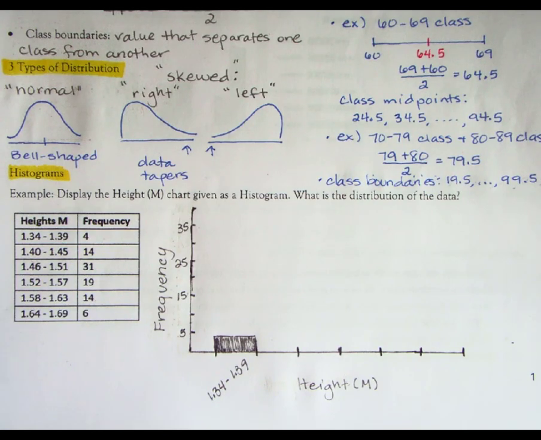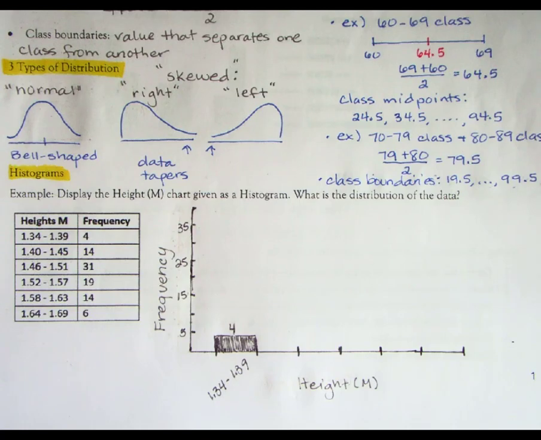When you see the value labeled at the bottom, 1.34 to 1.39, that represents your heights in meters, that is a chunk of the number line. We're going to write the class width like that so that way we don't have to actually write all of those values along the number line. So that bar height represents the class.